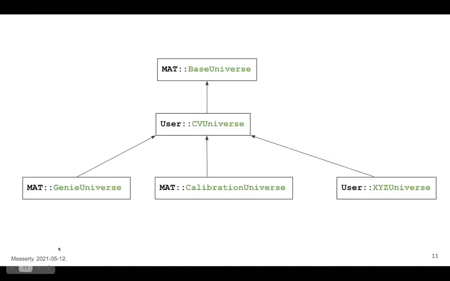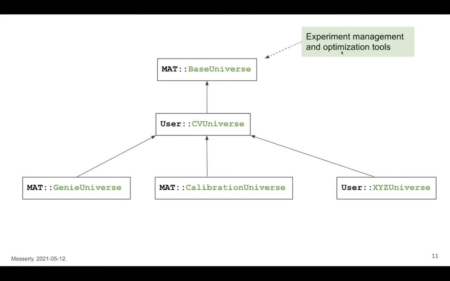Putting this into practice, this is what it looks like more realistically. In the MAT or experiment namespace, you'll have a base universe, which contains experiment management and optimization tools. If you want to define standard functions, you can do all of that in the base universe, so that the user really only needs to implement their kinematic calculations specific to them, and they can do so in their namespace, and they'll inherit from the base universe.